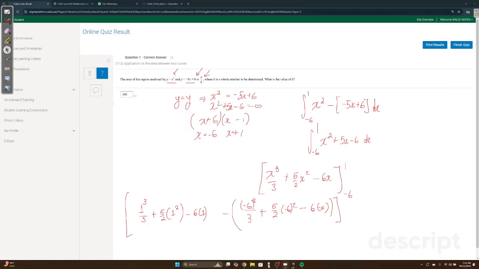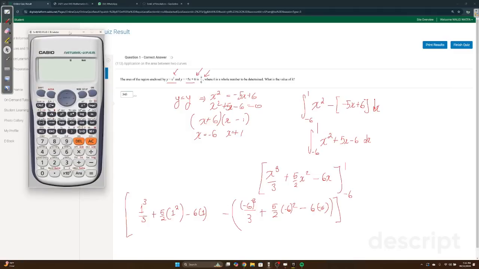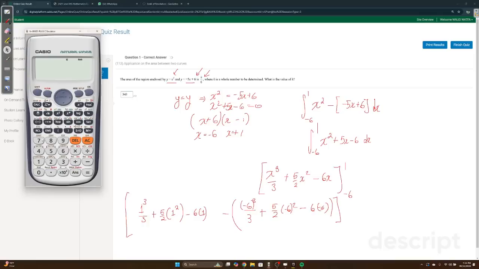Now you take your calculator. Where's my calculator? Over here. We're going to go 1 cubed over 3 plus 5 over 2 times 1 squared. I'm not going to write 1 squared, it's just 1. Minus 6, because minus 6 times 1 is minus 6. Now, minus, open bracket. Please don't forget to distribute the negative, okay? It has to be outside the bracket. If you're putting it in a calculator, remember to put it outside the brackets.